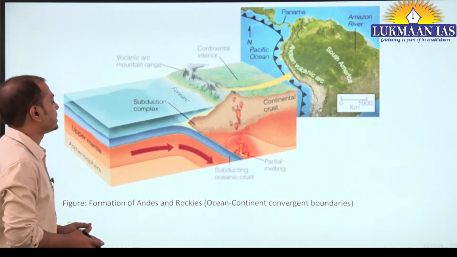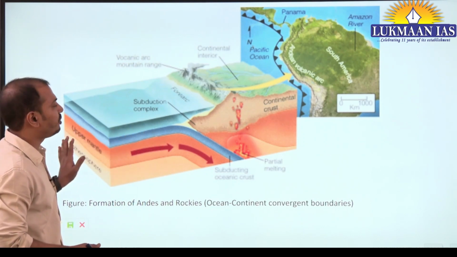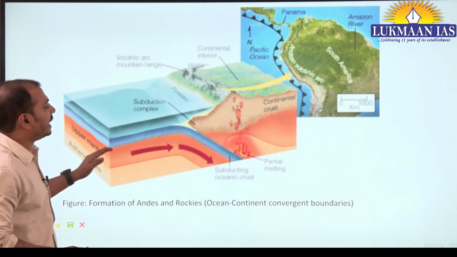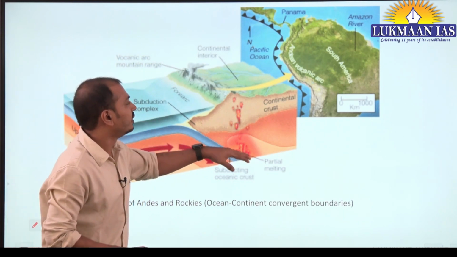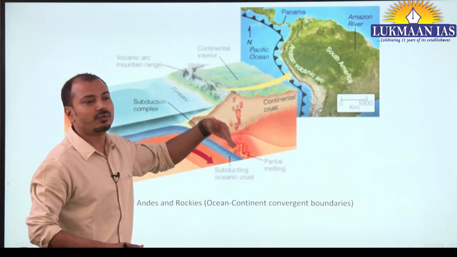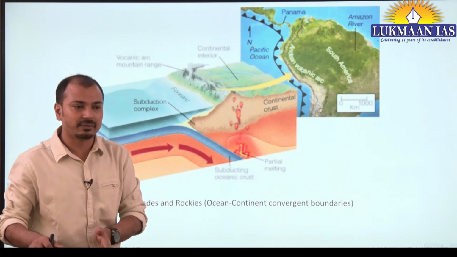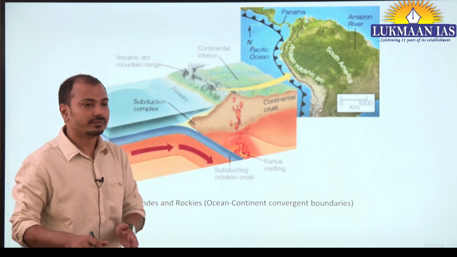How? Let's understand that. See here, this is the Pacific plate, and the Pacific plate, being the oceanic plate, is subducting under the continental plate. The continental plate for the Rockies is the North American plate; for the Andes it is the South American plate.